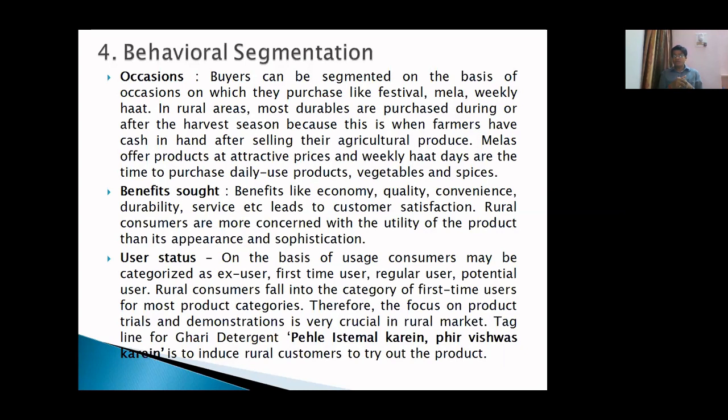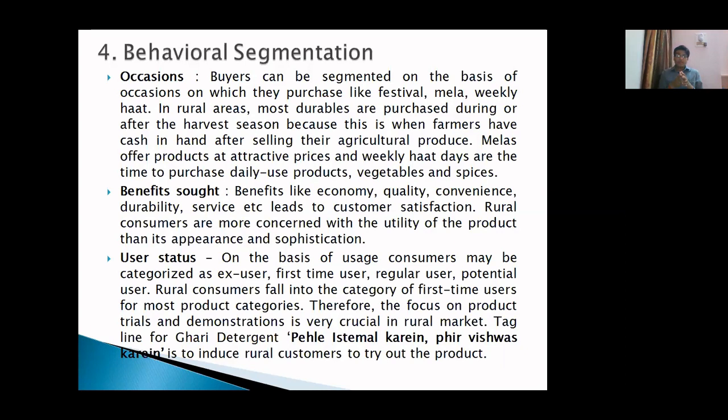Therefore, the focus of the product should be on trial and demonstration. And this trial and demonstration play a crucial part in rural market. As the product could be targeted to rural consumers for the first time, they may be seeing the product for the first time, they may not have used this product earlier, and so on and so forth. So most of the products in rural areas are for first-time users.